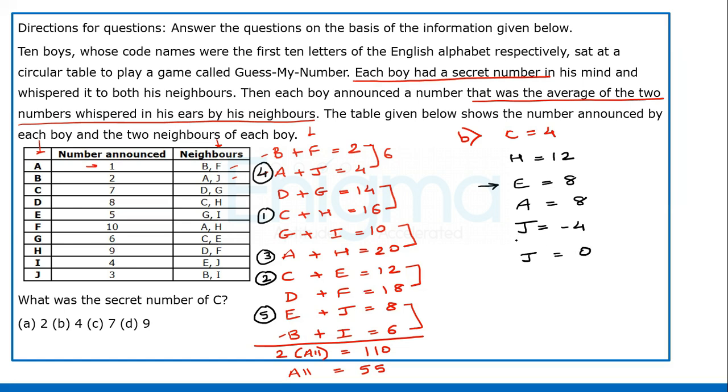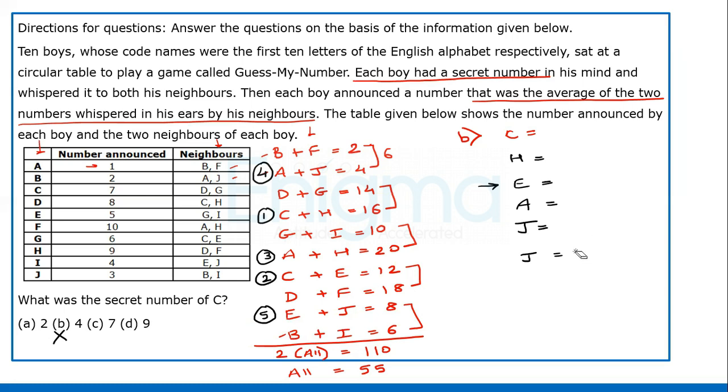Now, J must have only a single value. So therefore, J cannot have these two values. So therefore, our basic assumption, that is C equal to 4, must be wrong. So this is wrong. Now, let's put C equal to 7.